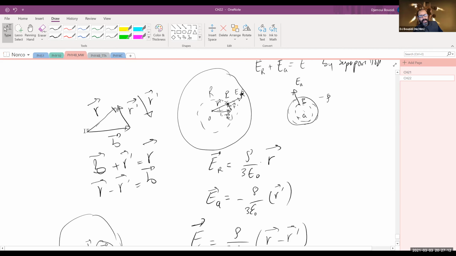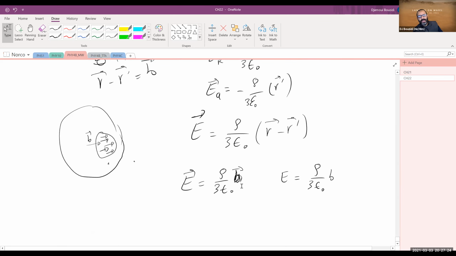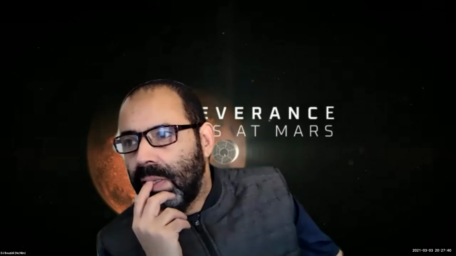And now the point is still referred to by the vector r, okay? And clearly from this geometry, r is the sum of b plus r prime. In other words, r minus r prime is the vector b itself. And this gives me a result that doesn't depend on anything. So it's the same everywhere inside the sphere. Okay, do you guys understand this method? It's called by subtraction because of its power. At least for this example.